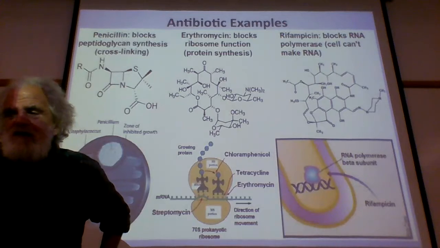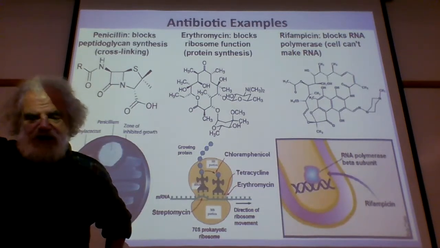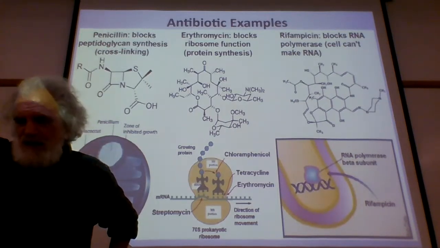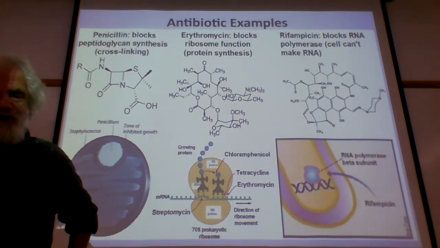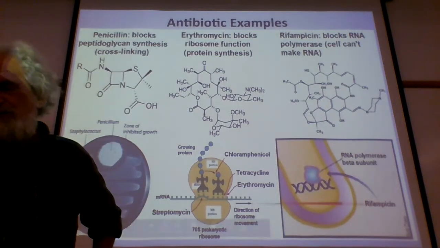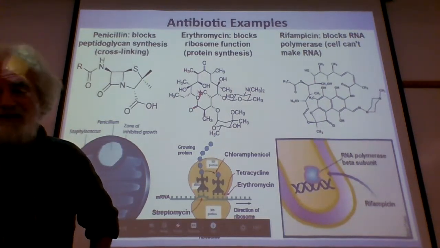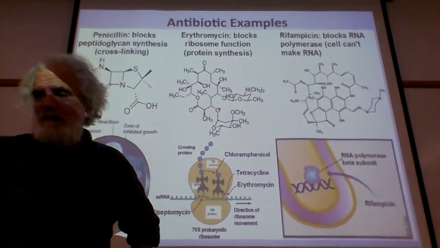Rifampicin is blocking RNA polymerase, and actually it's one of the more esoteric guys. Not that many antibiotics do that. Rifampicin is making it so the RNA polymerase is not able to actually interact with DNA and generate the RNA transcript. Pretty big molecule. In fact, a lot of these are very, very large, complicated organic molecules.